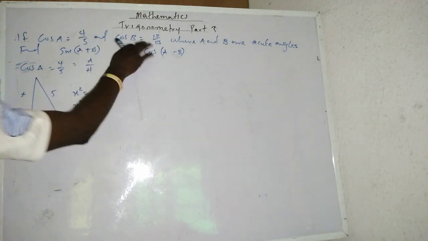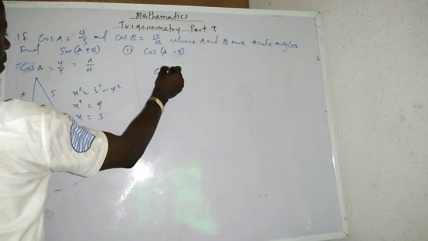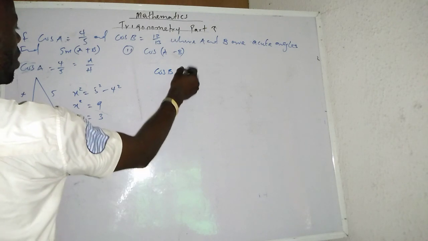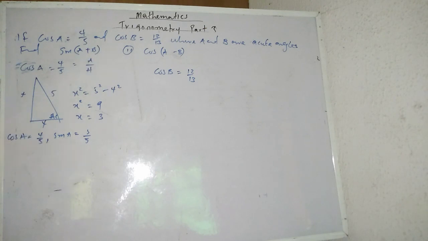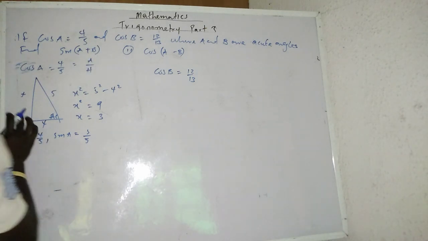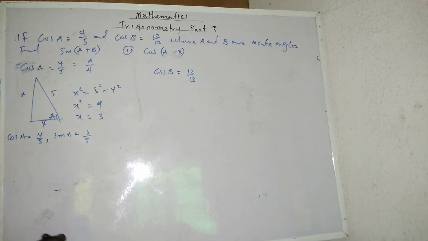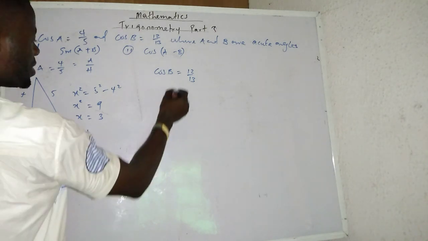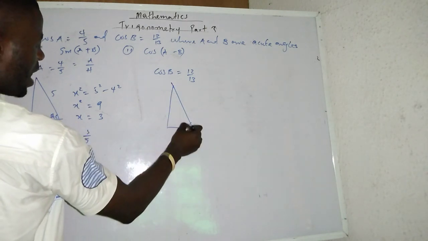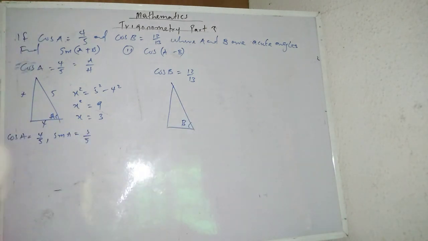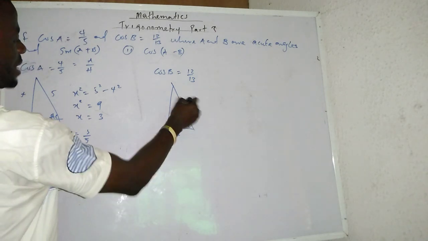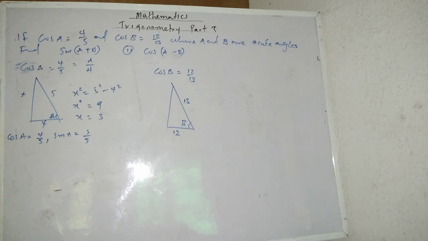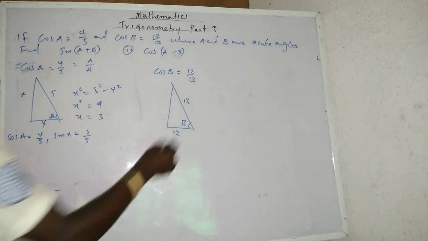If I have the second angle, which is cos B, we have 12 all over 13. They are different. They are not the same thing. They are different angles. It means you have to generate another right angle triangle, like this, with my angle B this time around, and I will have 12 and 13.